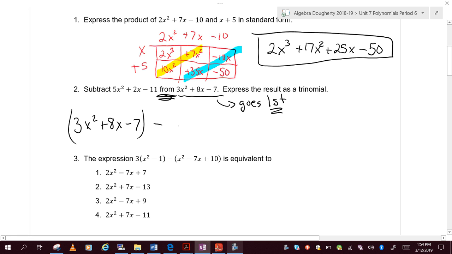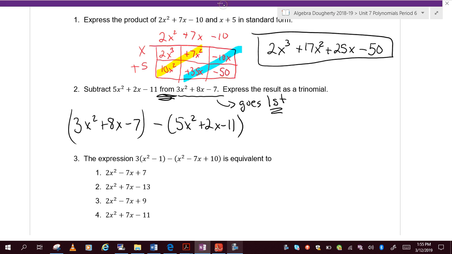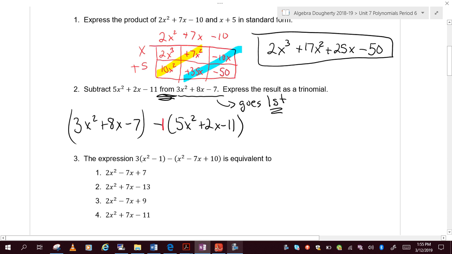I'm going to subtract the entire polynomial, 5x squared plus 2x minus 11, which requires parentheses. So there are two places to trick us in this problem. The from, which tells us to switch the order, and the subtraction. I'm basically going to be distributing a negative 1 here. So I'll write down 3x squared plus 8x minus 7, minus the quantity 5x squared plus 2x minus 11. I'm dropping the parentheses. Now I'm distributing that negative 1 to all three of those terms, which all it means is I changed the signs.